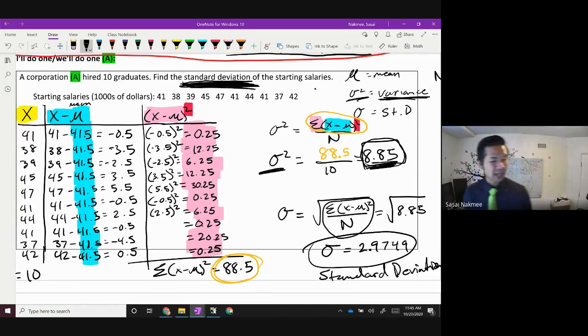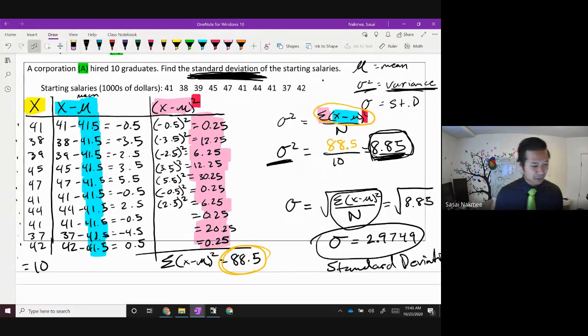That's your standard deviation. That is what you're trying to find. That's your answer. And like I said, it looks like a lot of work, and it is a lot of work. There's got to be an easier way, right? And there is. And I get to show you that easier way.